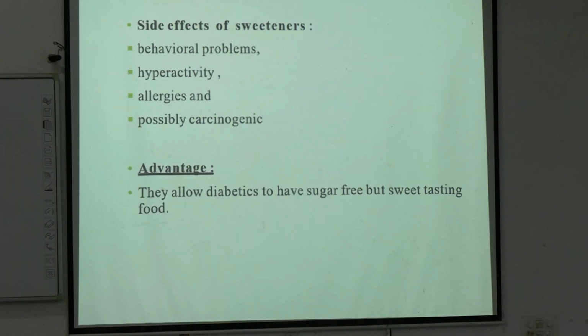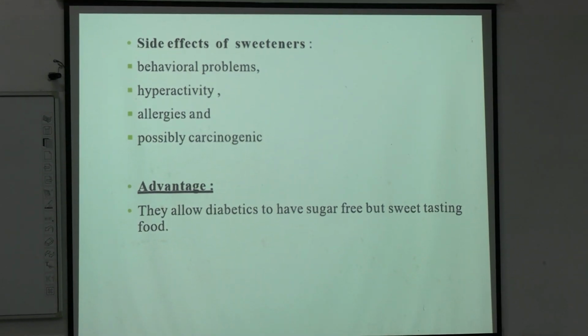So here again, it causes behavioral problems, hyperactivity, allergies and is possibly carcinogenic. The advantage is that they allow diabetics to have sugar-free but sweet tasting food. So for diabetics, it's very nice. They're not supposed to take sugar, but they have something which resembles sugar, and they take it. But these are the side effects: behavioral problems, hyperactivity, allergies and possibly carcinogenic. It possibly can cause cancer. Not always, but possibly.